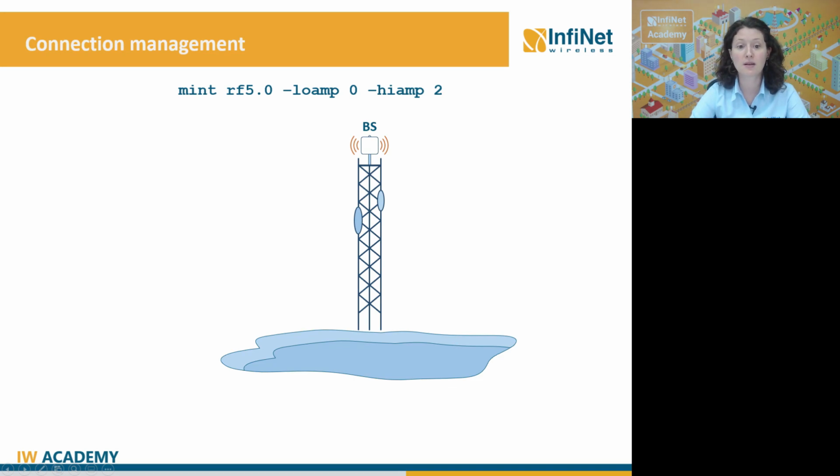High amp is the minimum SNR value required to establish the radio link between the devices, and it is set to 2 dB in our example. Low amp is the minimum SNR value at which the radio link is broken because of signal level degradation, and it is set to 0 dB in our example.